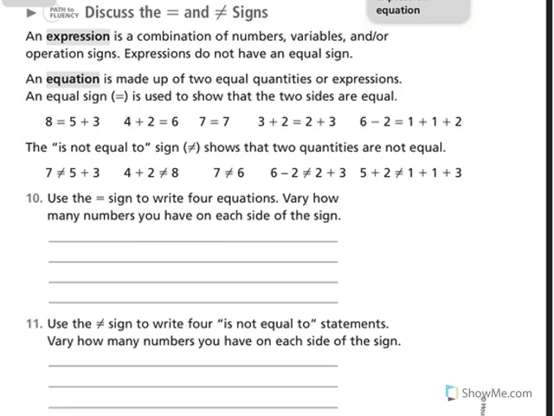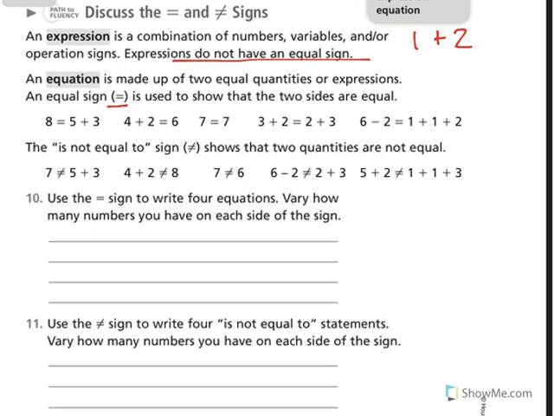Now, here we're talking about the equal sign. So an expression is a combination of numbers, variables, and operation signs, but they don't have an equal sign. If it doesn't have an equal sign, if it's just like 1 plus 2, no equal sign, it's an expression. If it has an equal sign and both sides, on each side of the equal sign, are the same value or worth the same amount altogether, then you have an equation. But the important thing is both sides have to match in value.